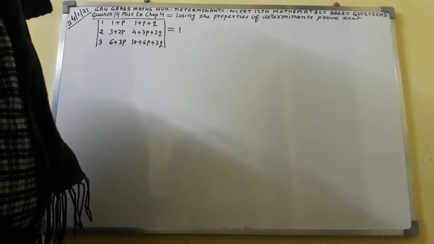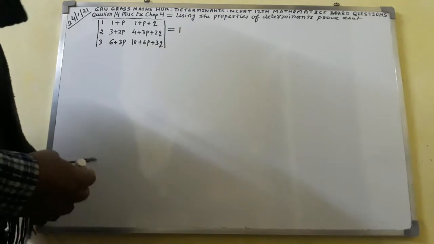Question is, using the properties of determinants prove that elements of first row 1, 1 plus p, 1 plus p plus q, elements of second row 2, 3 plus 2p, 4 plus 3p plus 2q, elements of third row 3, 6 plus 3p, 10 plus 6p plus 3q is equal to 1. This is the question about which I am going to discuss here. Here I shall write the solution.